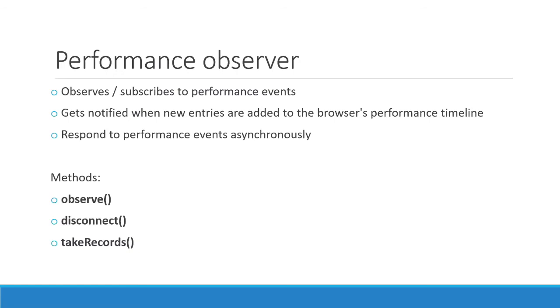A performance observer obviously is using the observer pattern, subscribes to performance events, and you can provide a callback that gets notified when new entries are added to the browser performance timeline. And you can later then respond to this performance event asynchronously. So you can gather all these events and then send them to your server. This has three methods: observe, which you call after you created an observer, and it starts observing. Disconnect, where you no longer receive events from the performance observer. And takeRecords, which means that you take all the new entries and then you erase the list.